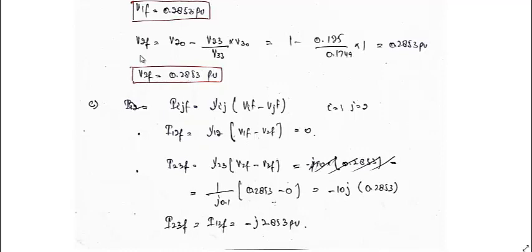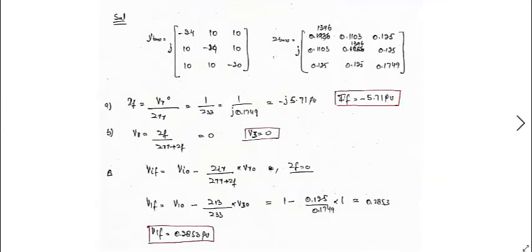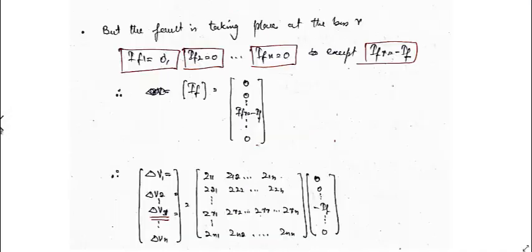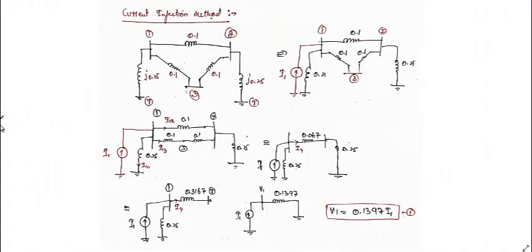For bus 2, when i is equal to 2, V20 minus Z23 divided by Z33 into V30 is equal to 1 minus 0.125, because Z23 is also equal to 0.125. You can see that Z23 is this, so it comes out to be 0.125. Z33 is the same. So V2F is also equal to 0.2853.